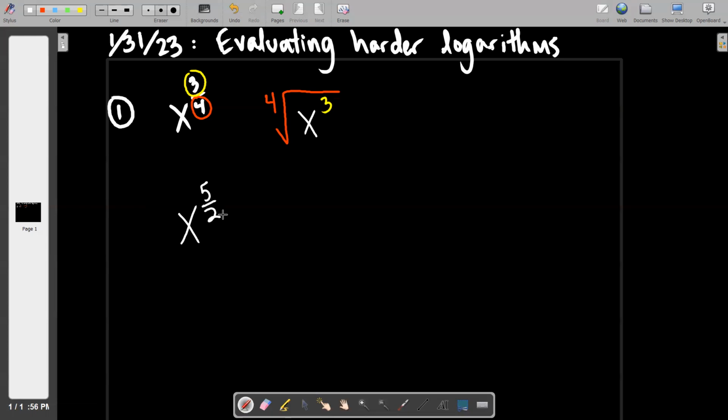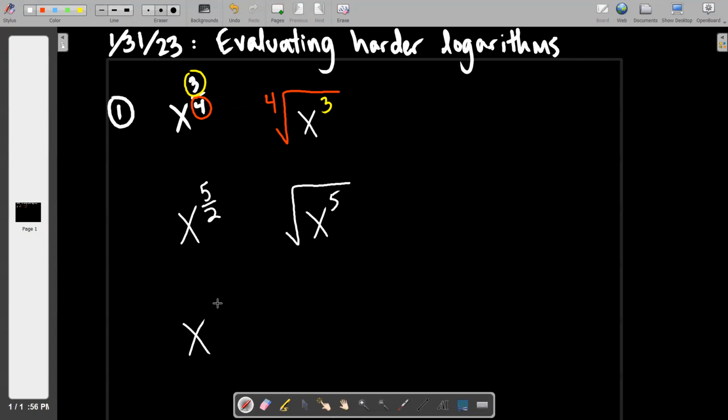How about this one? X to the 5/2. And you just have to know what everybody's job is. That's it. It's the square root of x to the 5th. Notice that we don't see the number 2. Why is that? Because it's a square root, and we don't put 2's on square roots because everybody knows that it's a second root when we don't put a number there. Okay?